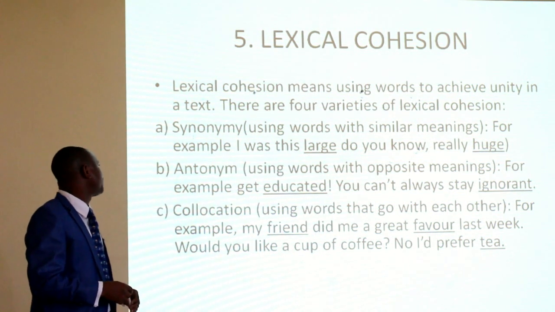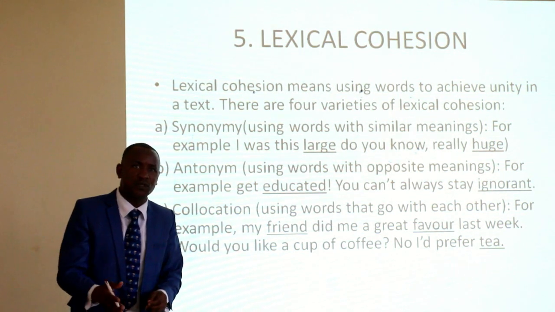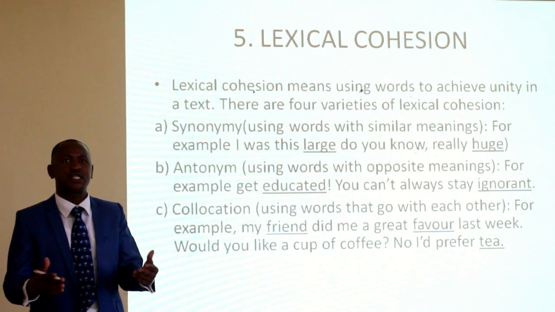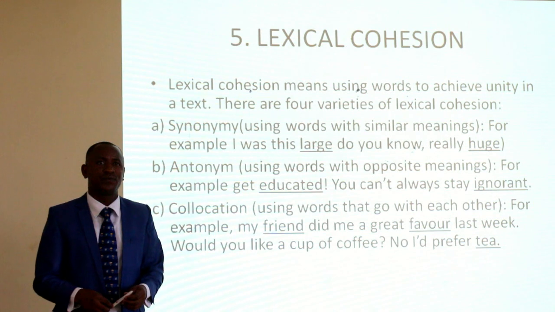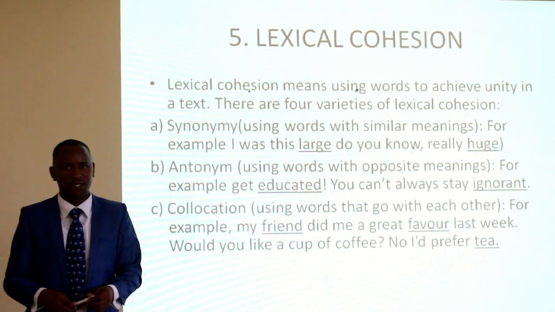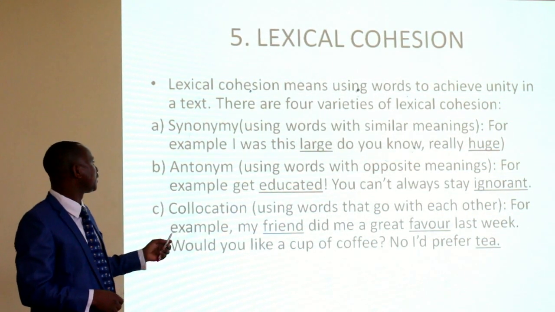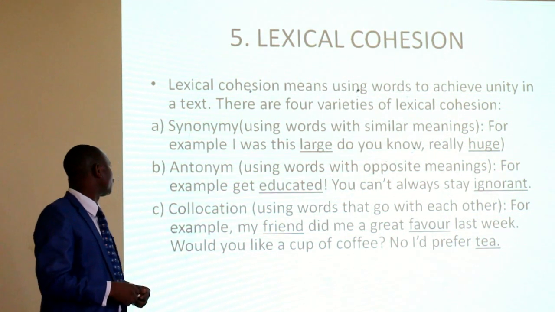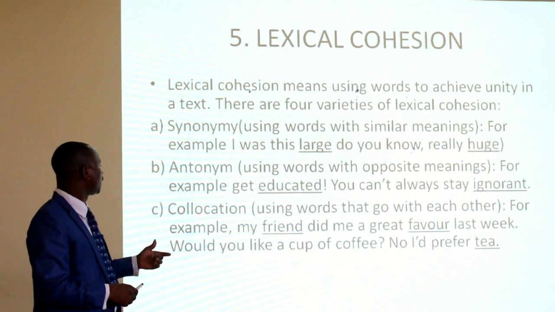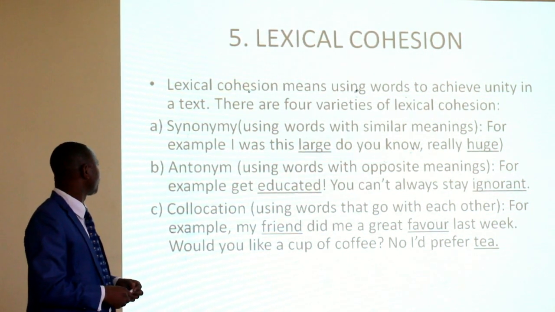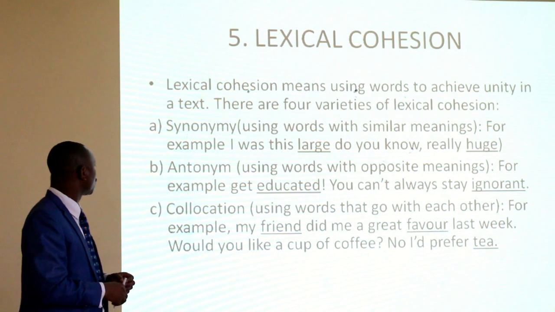B, antonym. Antonym simply means using words with opposite meanings. For example, get educated. You can't always stay ignorant. Consider the meanings of the words educated and ignorant. They are in opposition. The two words give opposite meanings. And so, that's another way of achieving cohesion in a text as an aspect of lexical cohesion.